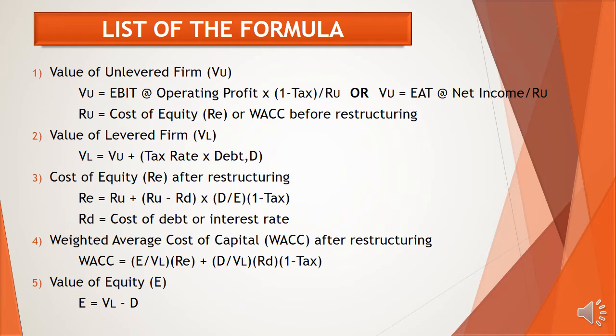And then the fourth formula is the weighted average cost of capital, WACC, after restructuring. The formula equals E, which represents equity, divided by VL, the value of levered firm, times RE, the cost of equity, plus debt divided by the value of levered firm, times the cost of debt, RD, times 1 minus tax. And then the formula for the value of equity, E, after restructuring is equal to the value of levered firm, VL, minus debt.